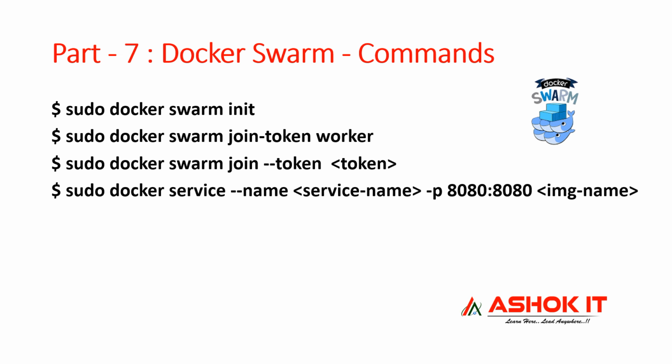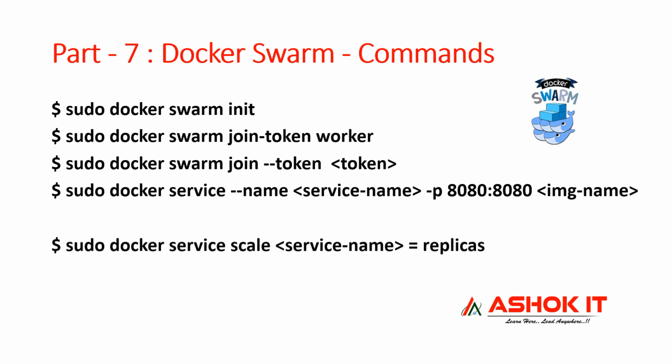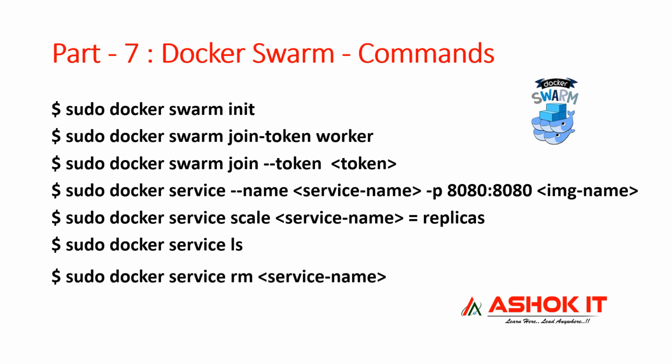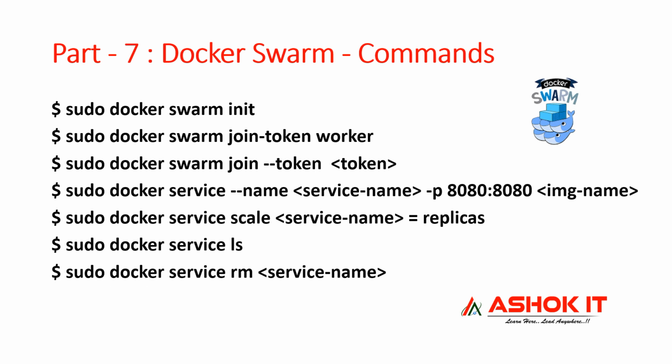Then sudo docker service create, and we are going to give the port mapping with the image name. It is used to run our image as a service in the Docker cluster. Then docker service scale replicas. So for example, 3 containers are running, but I want to run my application in 6 containers. That is called the container scale up process. We can scale up by using the service scale command. And we can see the list of services which are running in Docker Swarm by using the sudo docker service ls command. Similarly, if you want to remove a service from the Docker cluster, then docker service rm service name. By using this command, we can remove our services which are running in the Docker cluster.